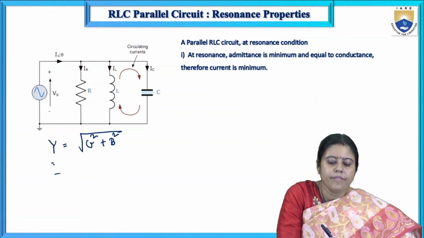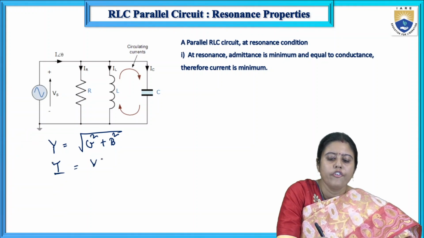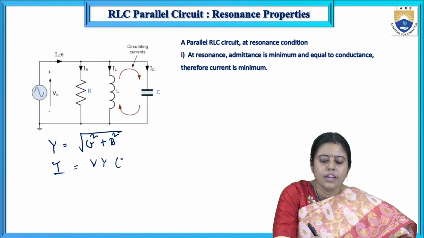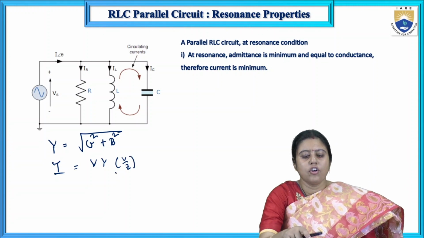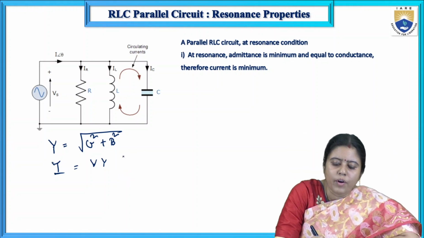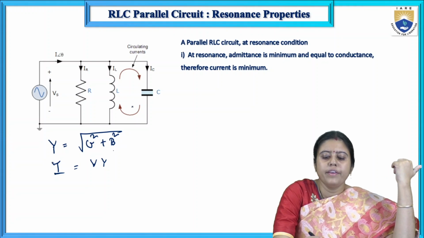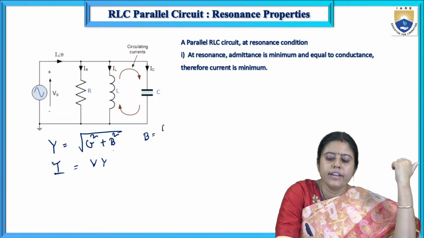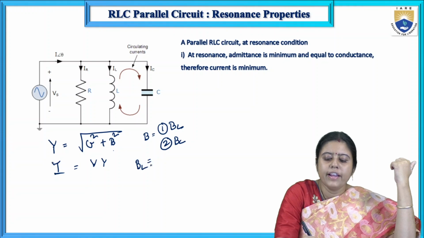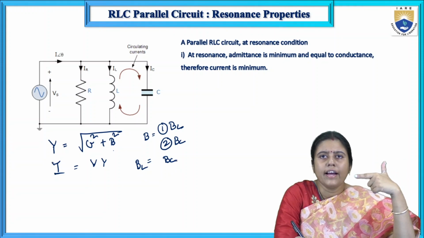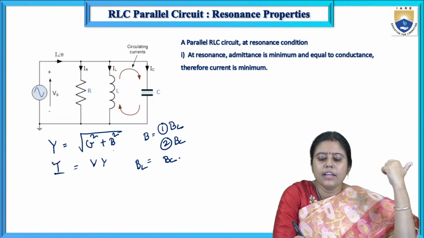So what is current I? We know current is equal to V by Z, and as 1 by Z is equal to Y, we can write V into Y. Now, as per the definition of resonance, B has two parts: BL and BC. At resonance, BL is equal to BC, meaning the inductive susceptance is equal to the capacitive susceptance.